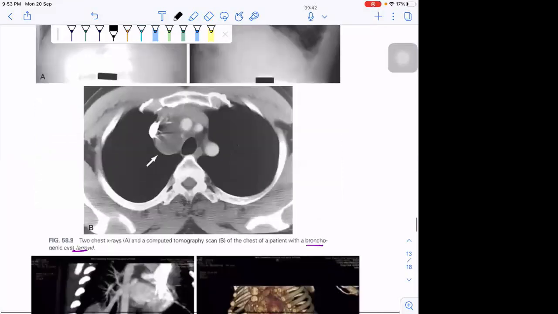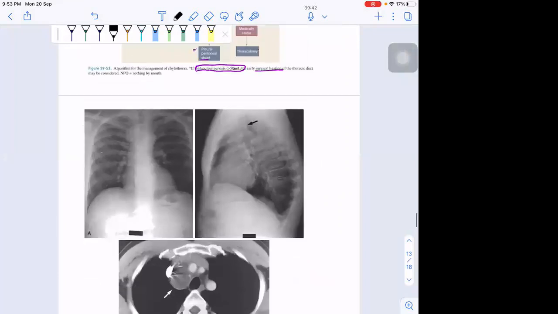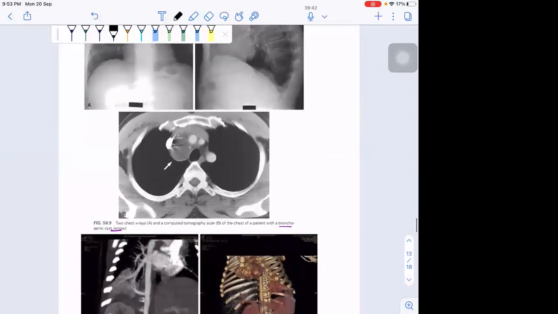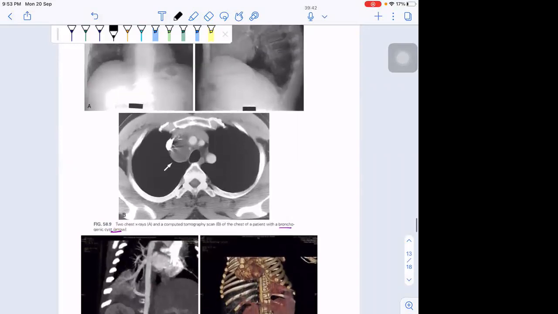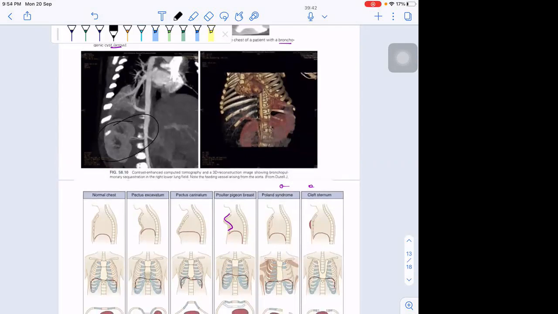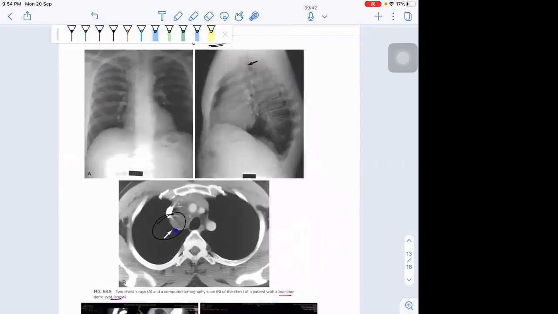These are the diagrams showing bronchogenic cyst. Then this is from your suggestion chest wall chapter. One or two pictures I have missed, but it is self-explanatory, you can read it. This is your chest X-ray and CT picture showing bronchogenic cyst. This is your CECT showing bronchopulmonary sequestration, and this is your bronchogenic cyst.